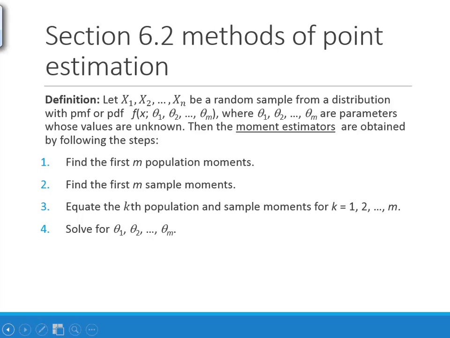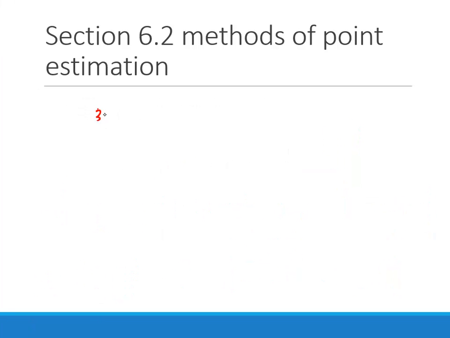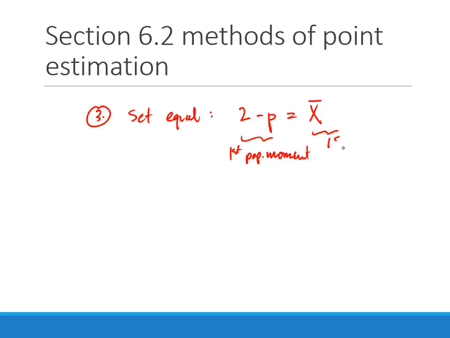So let's think, what's my third step? Now I want to equate. Again, m equals 1, so I only have to do this one time. I want to equate the population and sample moments, and then I want to solve for the parameter that I'm trying to estimate. Okay, so coming over here, my third step is I want to set these two things equal. The first population moment, which is 2 minus p, I'm going to set equal to the first sample moment, which is x bar.